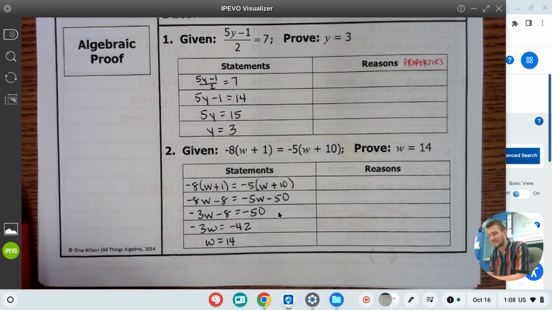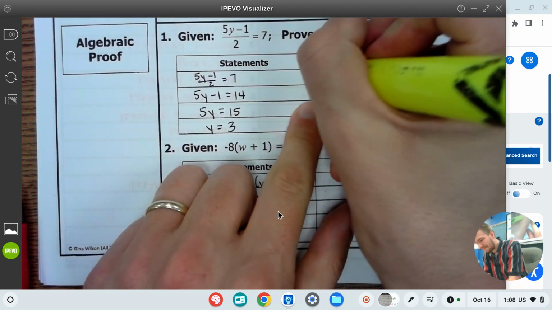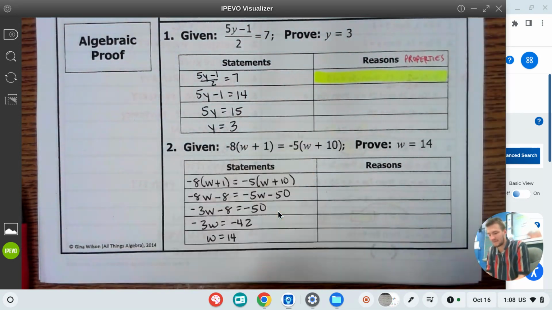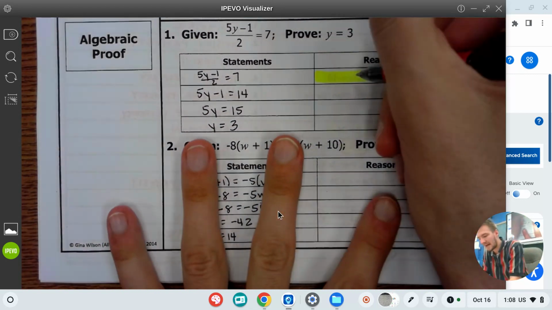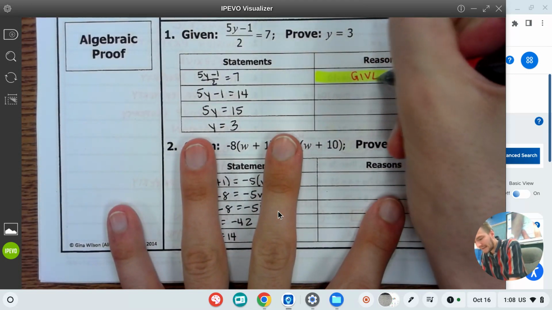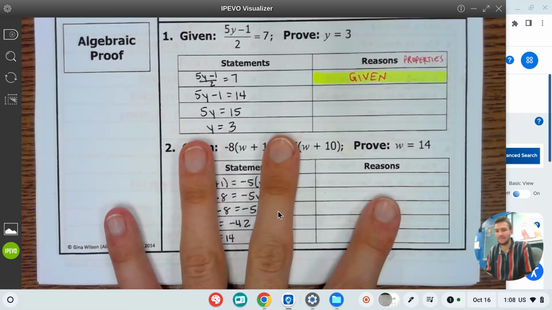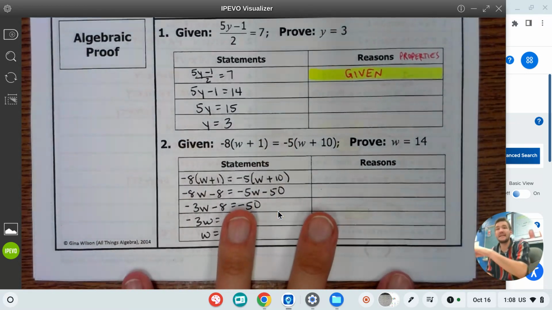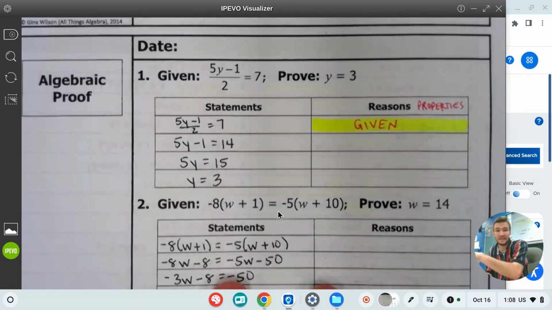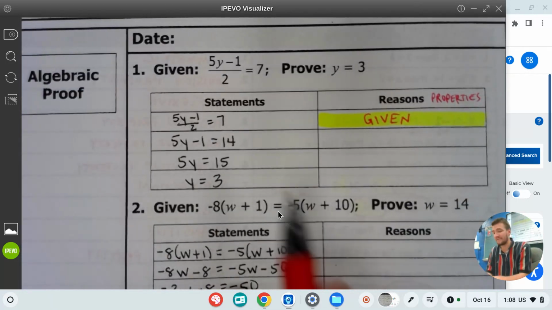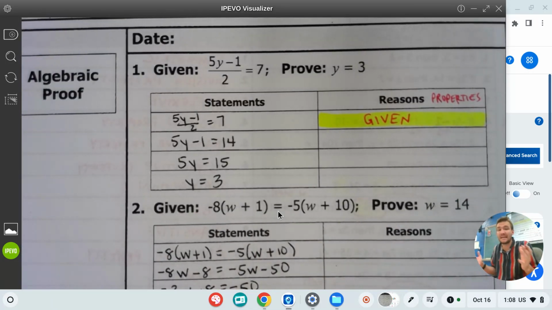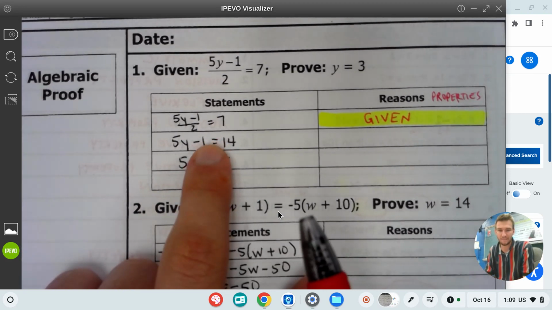The only thing that's a little funky here is at the very first line, okay? The very first line, you need to write given, okay? Because so far, nothing has happened. Literally, all they did was give you the question. So you write given, because there's nothing for us to analyze yet. There's no rules that need to be followed. They just told us the question, all right?